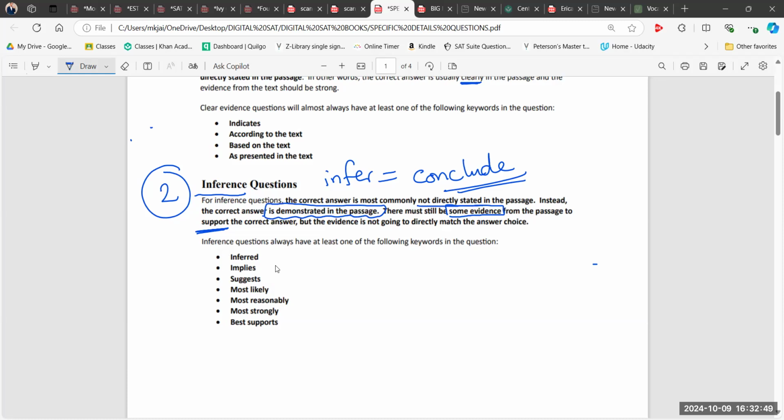Okay, so what keywords? Thank you, Mariam. Ahmed, what keywords will we find in this type of question? Words like the passage inferred. Yes, Habibi. Implies, suggests, most likely, most reasonably, most strongly, best supports. Okay, so these are keywords for inference questions.